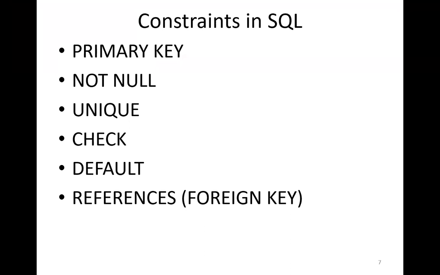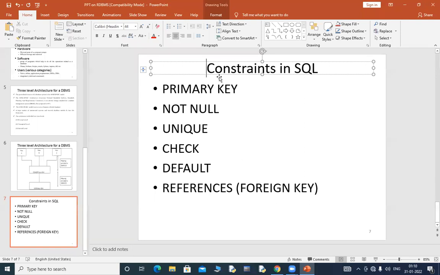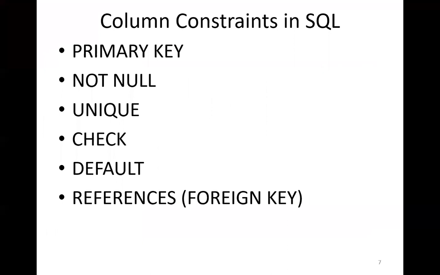So two types of constraints are there, the column constraints and the table constraints, right? The column constraint would be any constraint which is put on a single column of a table. And the table constraint would be if a constraint is put on two or more columns simultaneously, then it is termed as a table constraint. Okay, we'll see how these column and table constraints work.